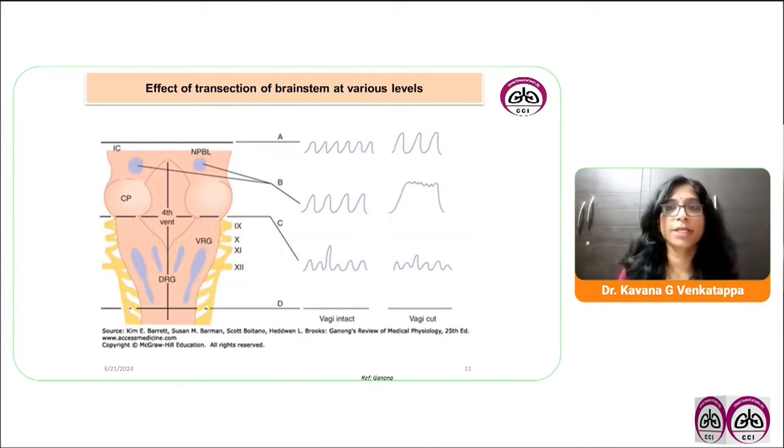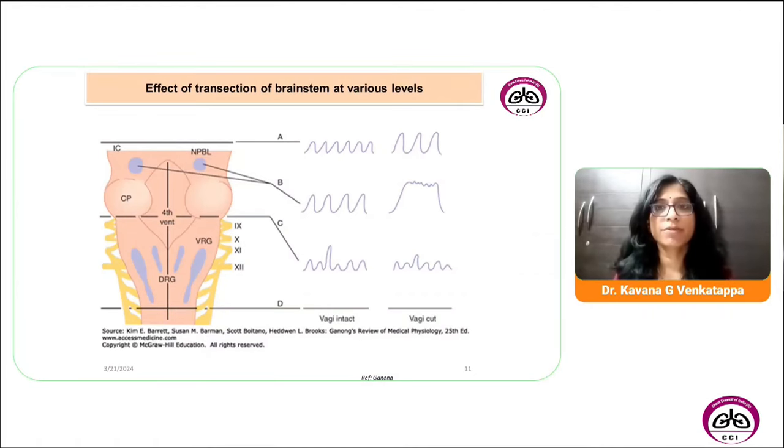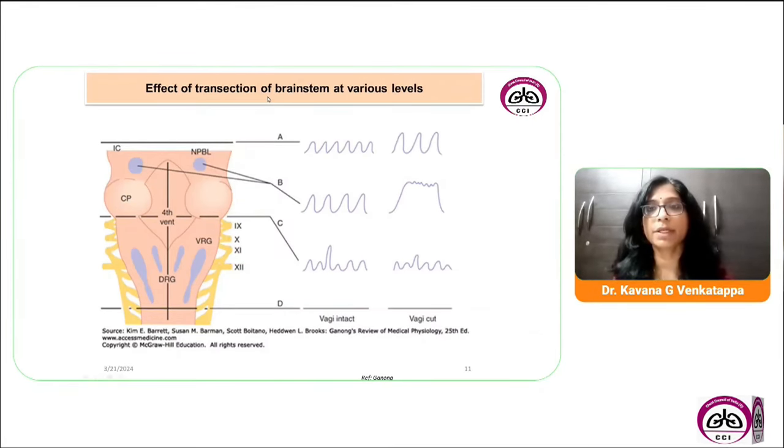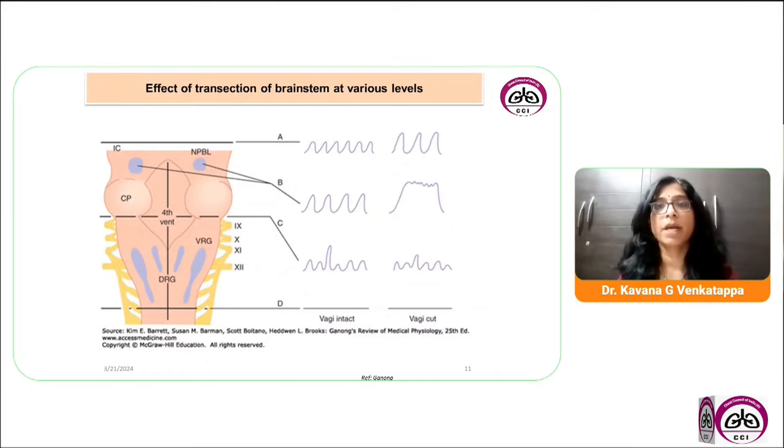This image shows the effect of transection of the brainstem at various levels. Suppose I consider the B-level transection, where the transection is between the pneumotaxic center and the apneustic center. Because of this transection, when the vagus is intact, the rhythm of respiration, or what we call the rate and depth of respiration, remains the same. There is regular breathing. But when the vagus is cut, what happens? The negative influence of the vagus over the apneustic center is lost, because of which there is arrest in inspiration, what is called apneusis. So this image of transection at various levels of the brainstem explains how the rhythm, the rate and the depth are well maintained by these neural respiratory centers.